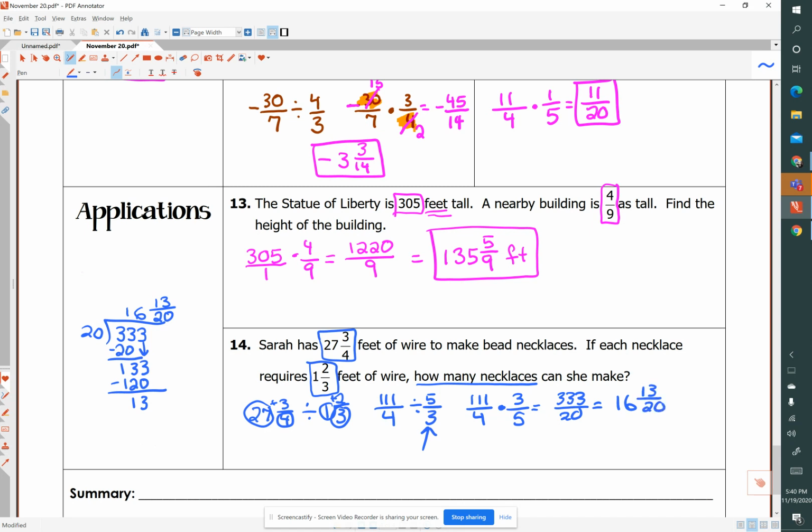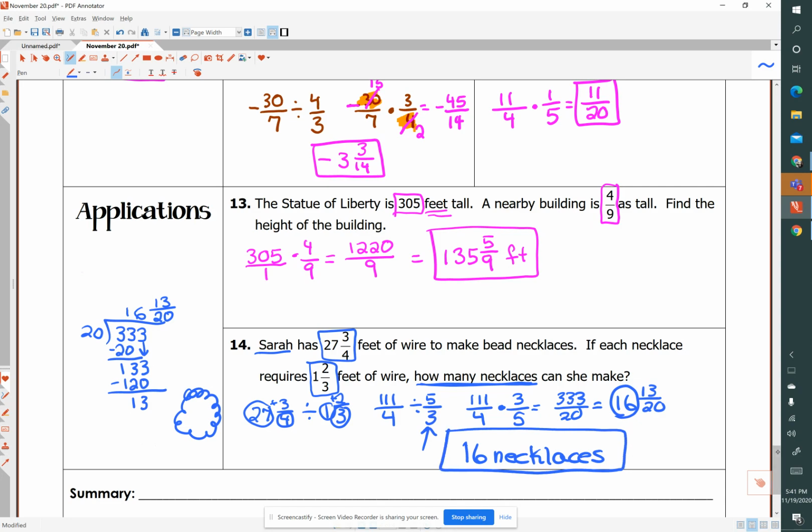But remember, Sarah is making necklaces. Here's a necklace. She's not going to make a part of a necklace, but what she can make is 16 whole necklaces. So that is our answer, because they asked us how many necklaces can she make. Sarah can make 16 necklaces. And that's how you would write that answer.